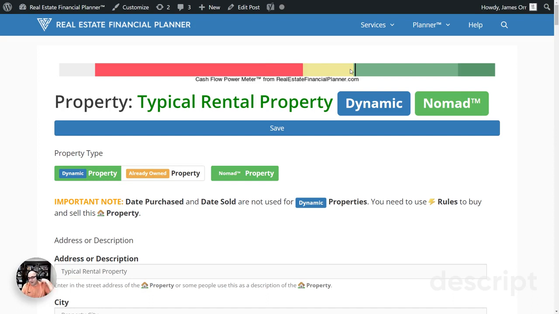We have entire classes separately on what the cash flow power meter is, but it basically shows you at a quick glance how well this property is cash flowing. And that shows that it's in this light green area. It means that it has positive cash flow if she was managing it herself. If it's in this dark green area, it shows that she has positive cash flow if she had a property manager. If it's in this yellow area, it shows that she doesn't have positive cash flow.